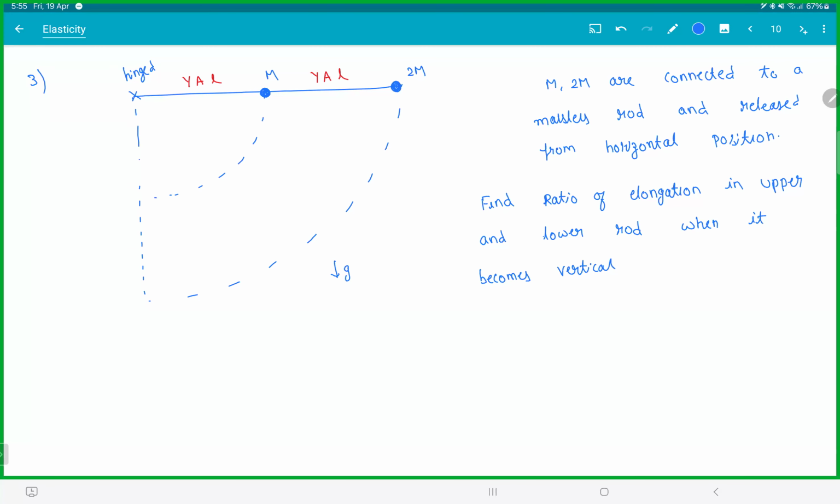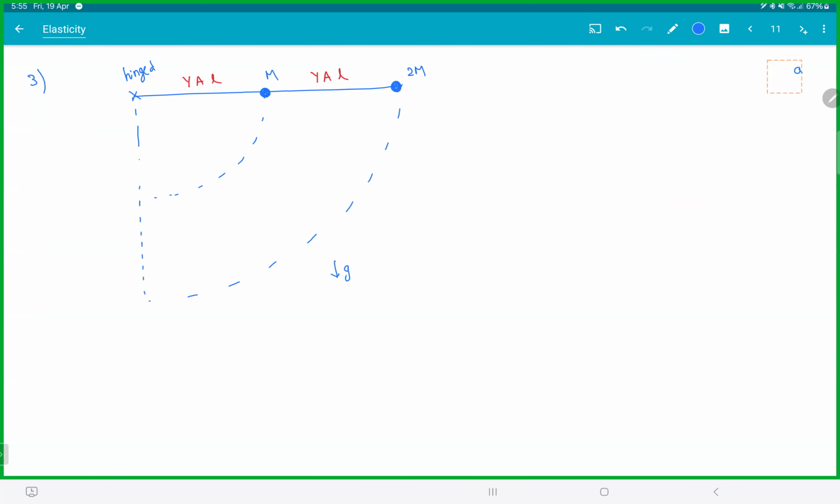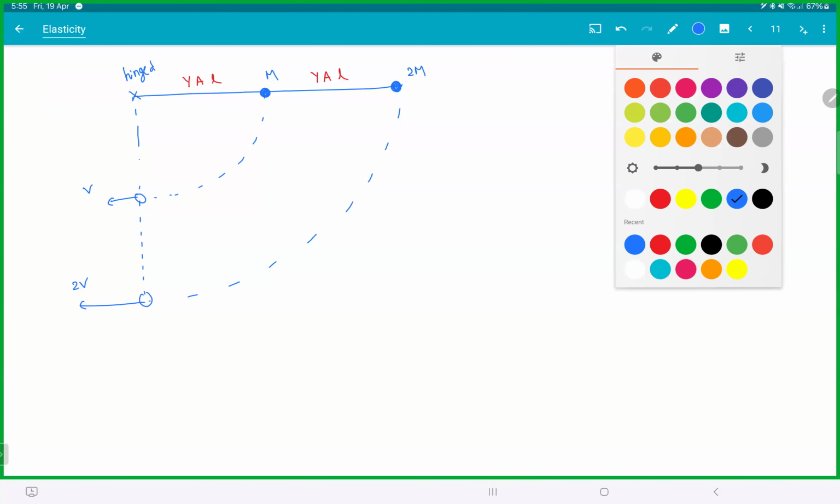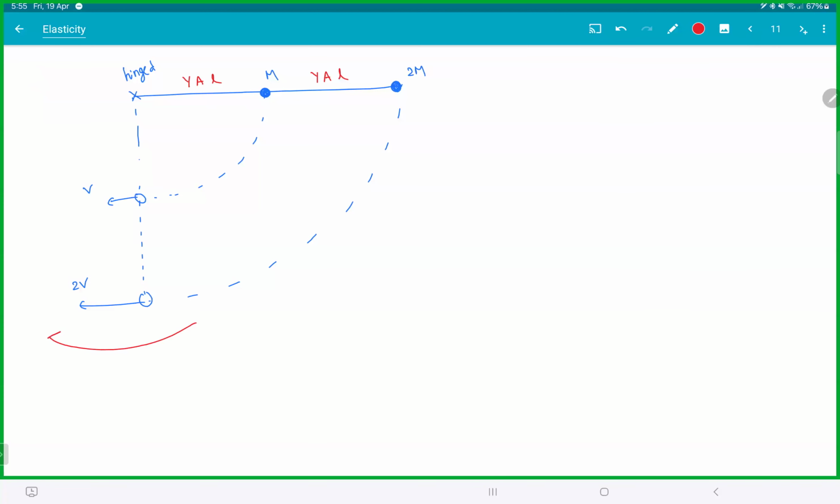Four by three. I don't think you'll get a beautiful answer. So then this one: let the speed be V, and this one the speed be 2V, because the rod will have the same omega. So this one has V equal to L omega, and this will be 2L omega. This mass has fallen a height of L, and this one has fallen a height of 2L. Loss in PE is gain in kinetic energy.